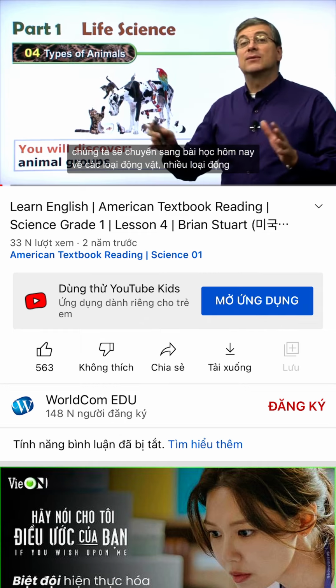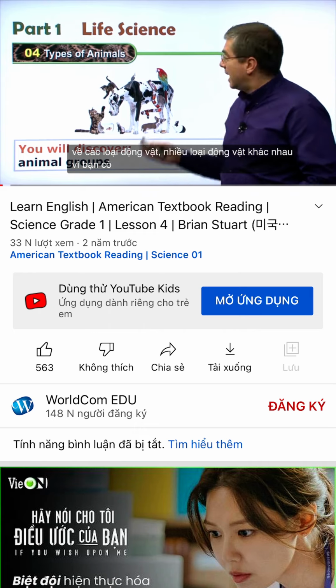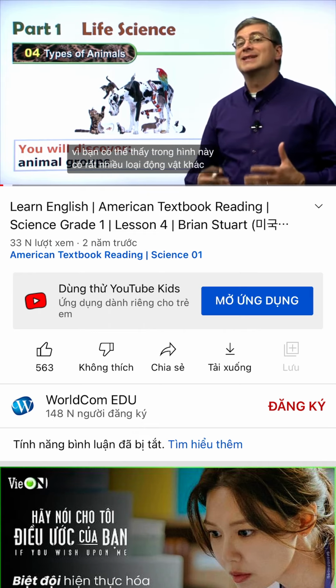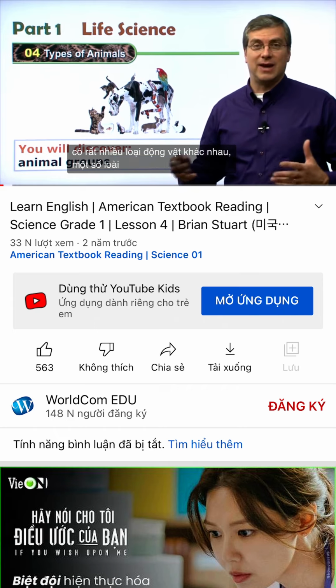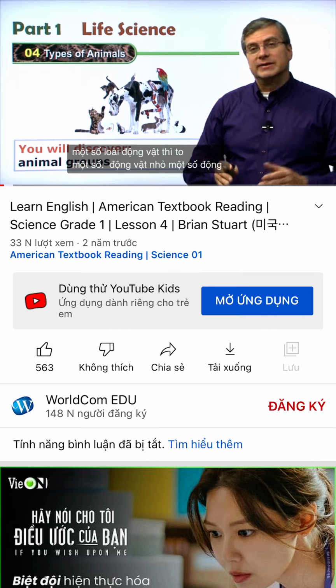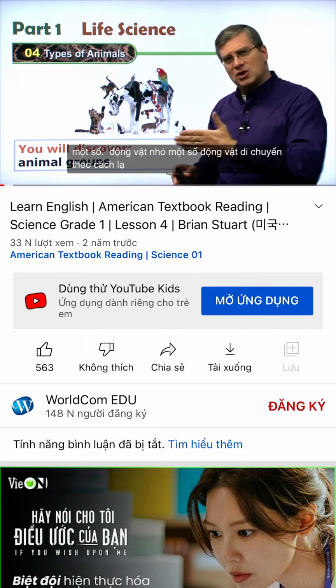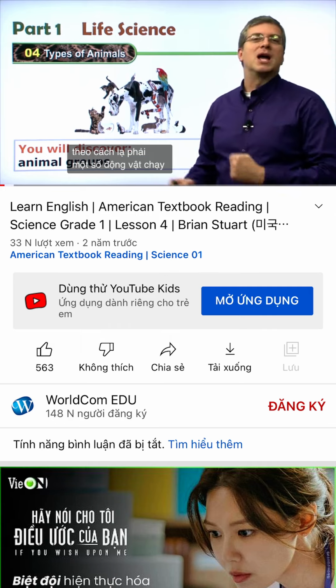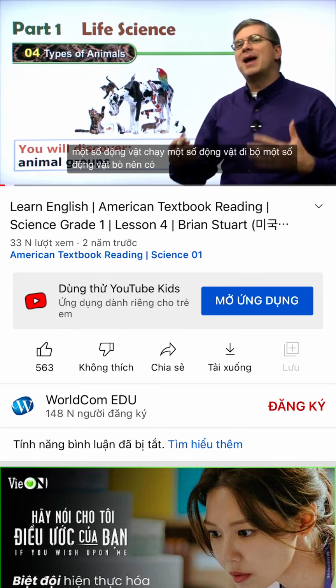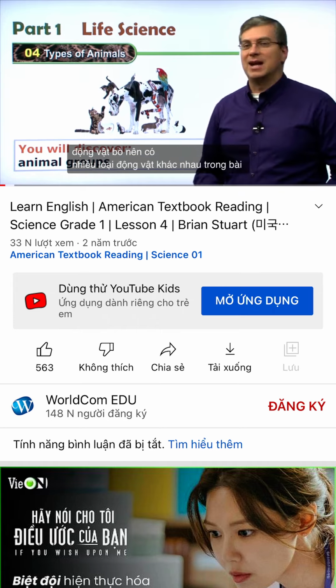Types, many different types of animals. As you can see in this picture, there are lots of different types or kinds of animals. Some animals are big, some animals are small. Some animals move in a strange way, right? Some animals run, some animals walk, some animals crawl. So there are many different types of animals.